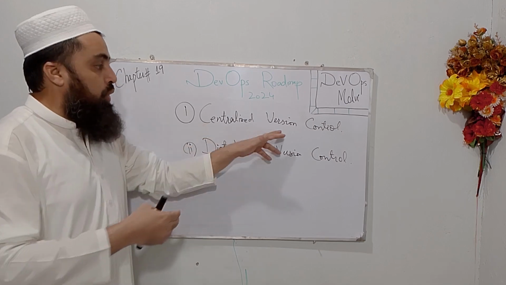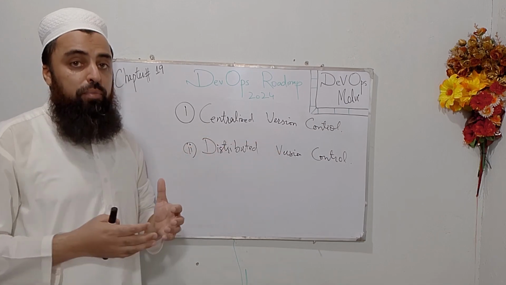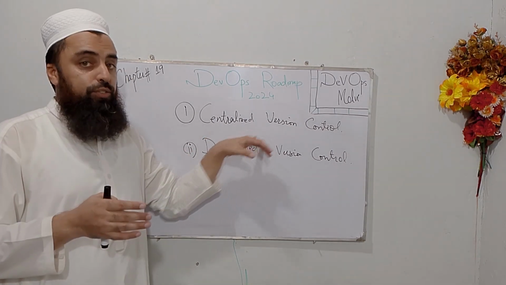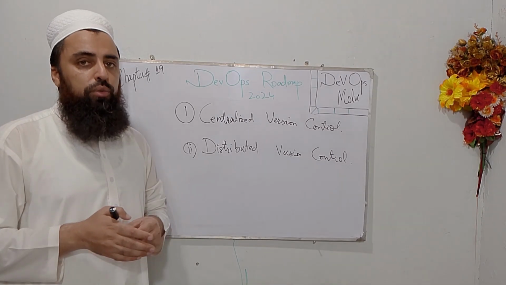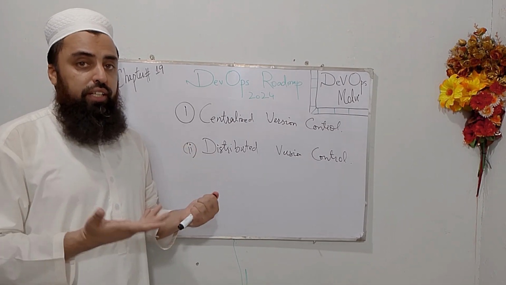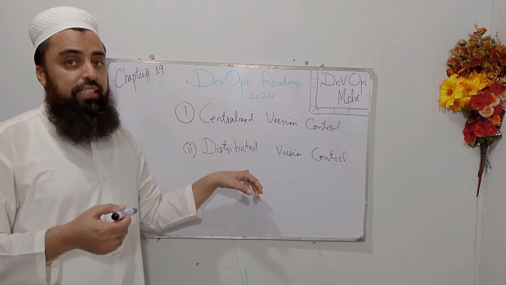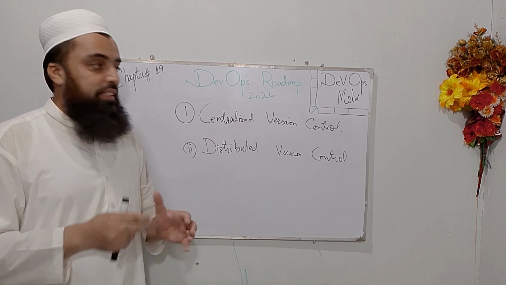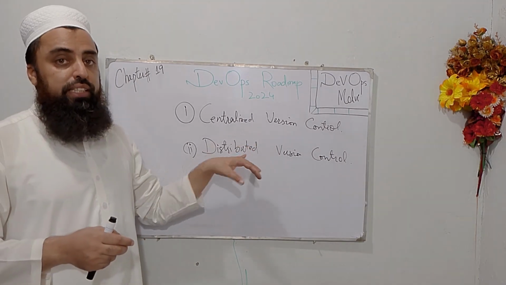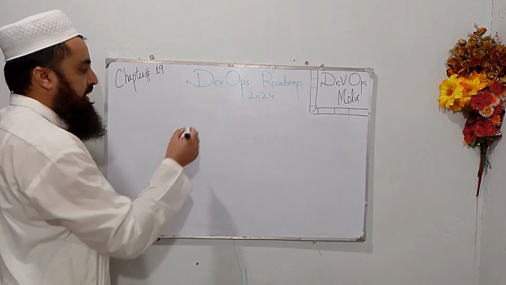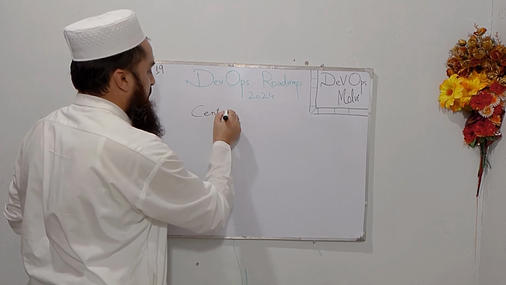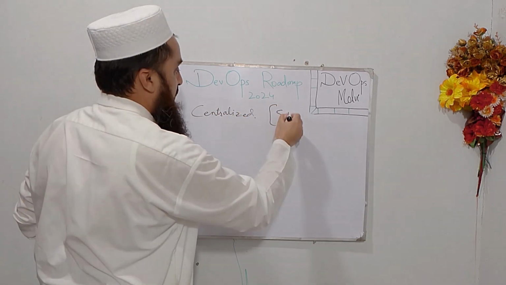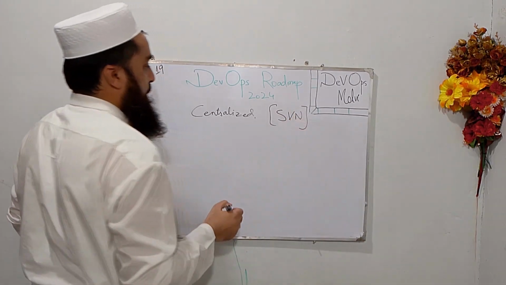Now let's compare both version controls with a diagram. My fellas, it is mandatory to have the concepts cleared regarding centralized and distributed version control. However, since we are working with Git because it is a distributed version control, we still need to understand the concept and the difference between each version control. So this is centralized version control, and the example is SVN, Subversion.